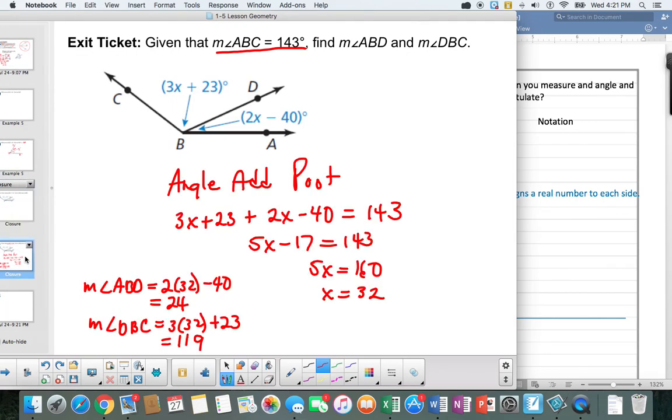Here's the answer. You need to use the angle addition postulate. So we know the little angles have to add up to the big one. This is the end of lesson 1.5.